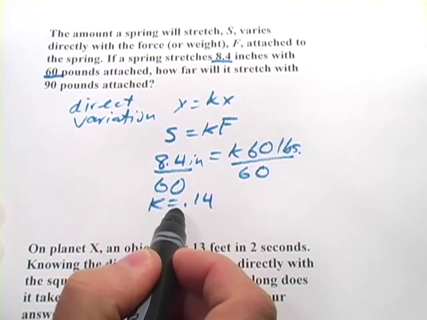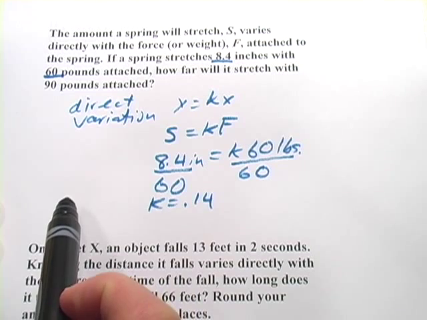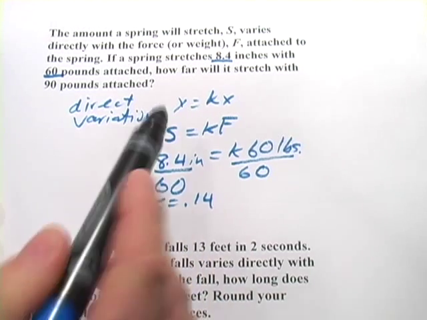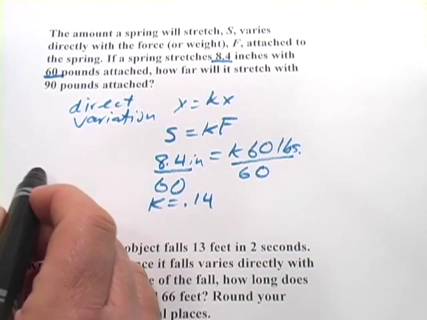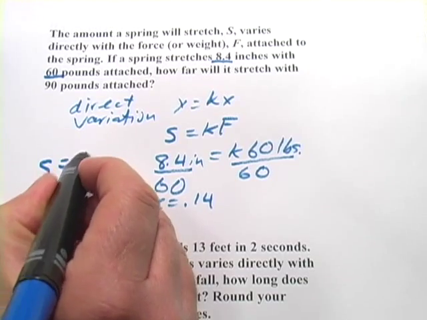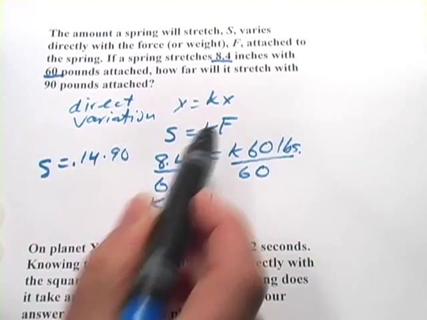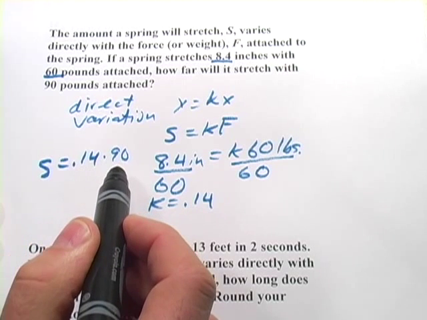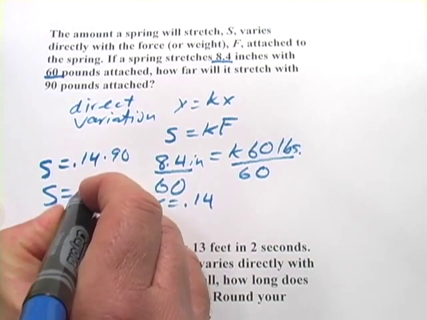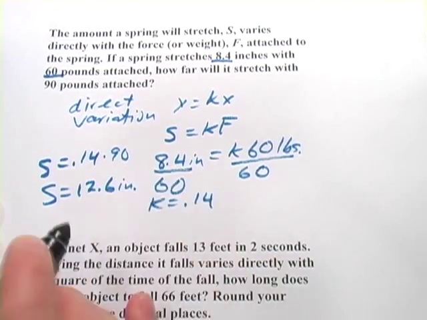And now we'll use K in the second part. It says, how far will it stretch with 90 pounds attached? So I'll go back to my original equation here, S equals KF. And they're asking how far it'll stretch, so I don't know S. I'll put it over here. But I do know K, it's 0.14. And we're going to multiply that by 90 because we're putting the 90 in for F. So 0.14 times 90, that is 12.6. And this was in inches. So that is our answer.